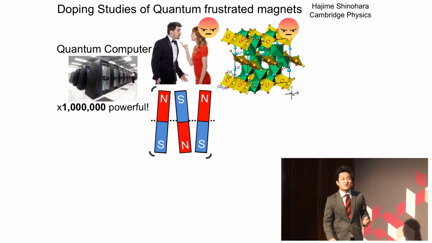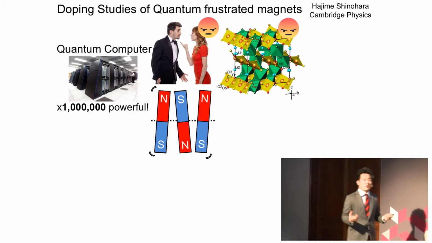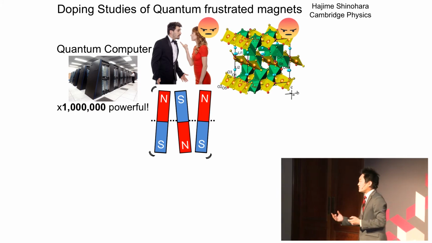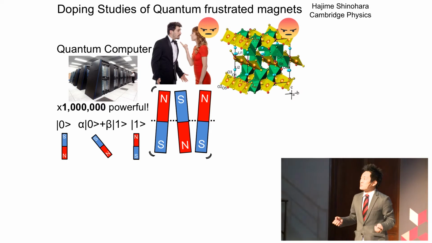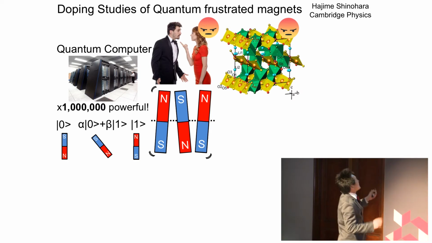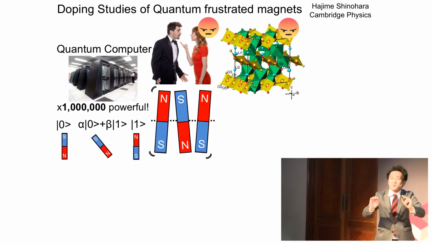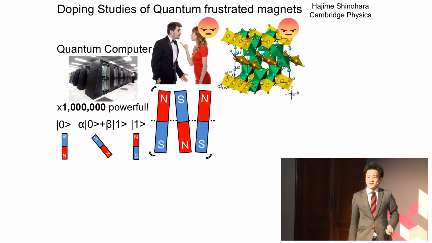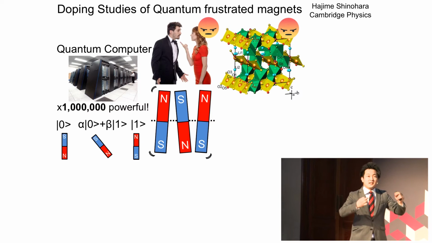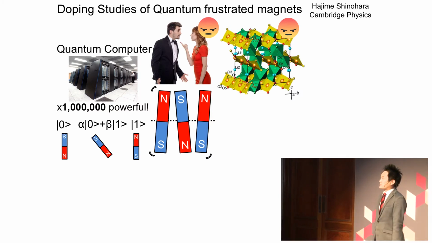So the potential application of frustration is quantum computer, which is enormously powerful and sometimes 1 million times quicker than the current digital computers. For quantum computer, in addition to 0 or 1 in digital computer, intermediate state between 0 and 1 called superposition is important. In order to apply the frustration to the quantum computer, we need to control the frustration.